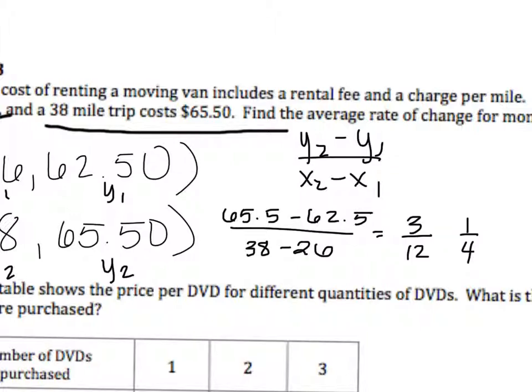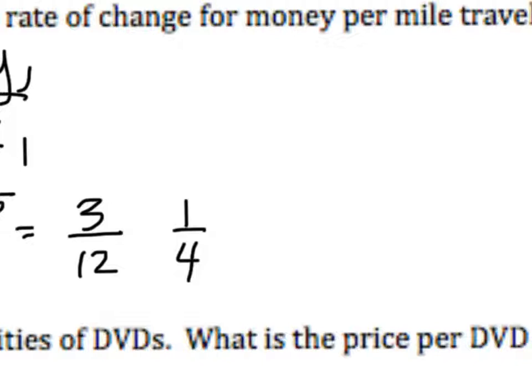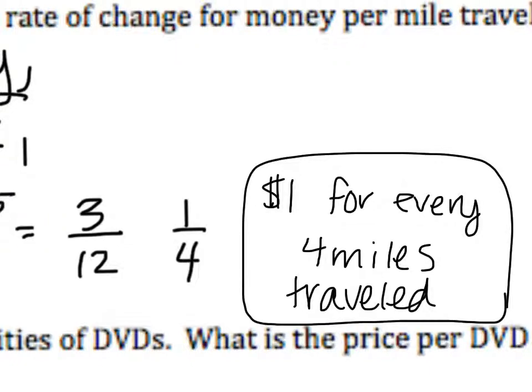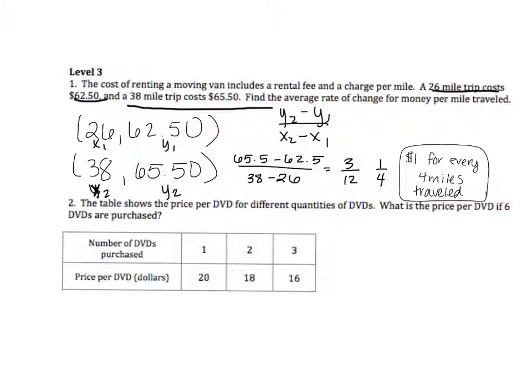So remember what that top number means. That means it's $1 for every 4 miles traveled. Okay, so just create 2 points using the information and then find the slope like you normally did in level 2. Number 2, the table below shows the price per DVD for different quantities of DVDs.